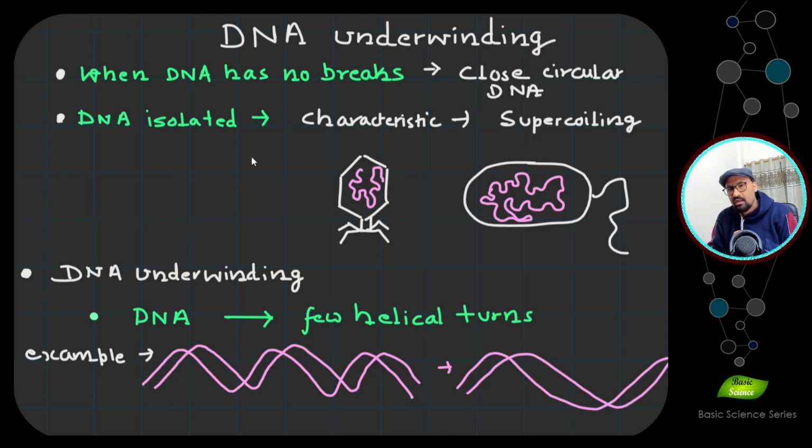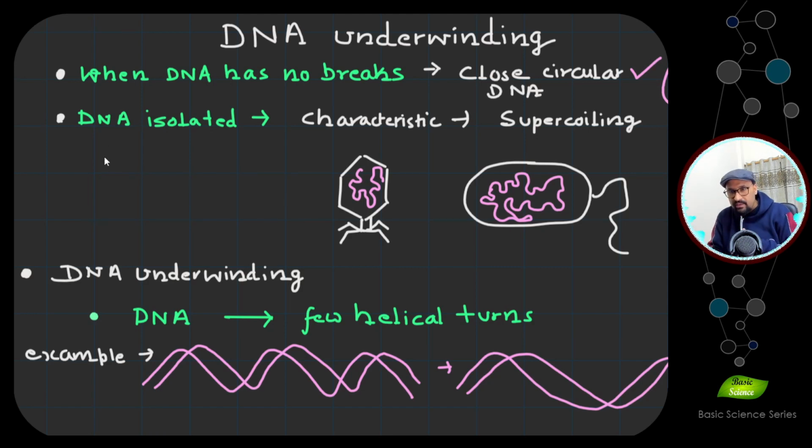The first one that I'm mentioning here is closed circular DNA. You need to understand these conformations. So what is closed circular DNA? Closed circular DNA is a DNA molecule that doesn't have any breaks. So it is like a closed circle.